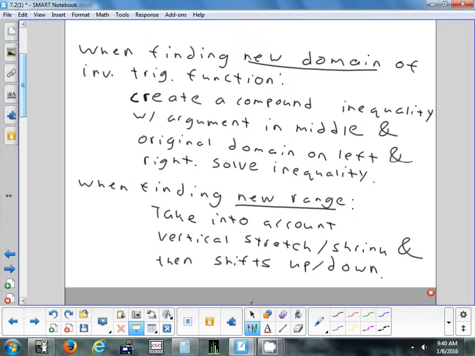So to find the range, all we have to do is take into account, did we do any stretching? And did we do any shifting? I'll go through some examples of each, and these are actually pretty easy. They're not that hard. And you don't have to graph anything. You just do it all on paper.